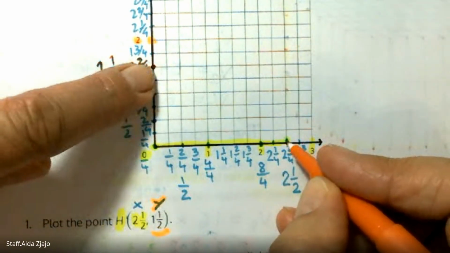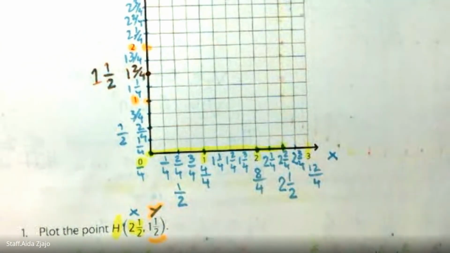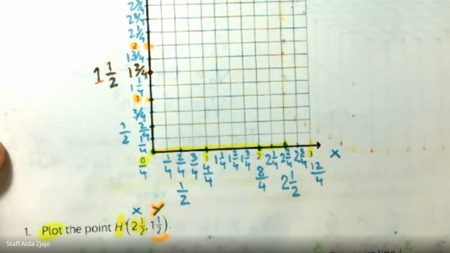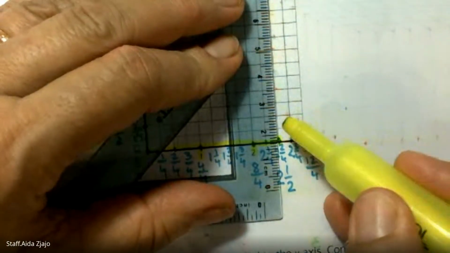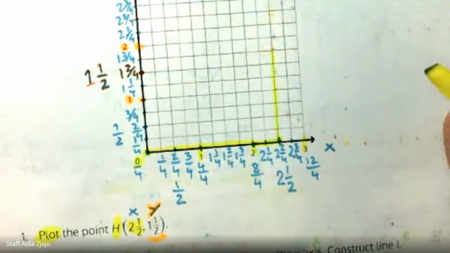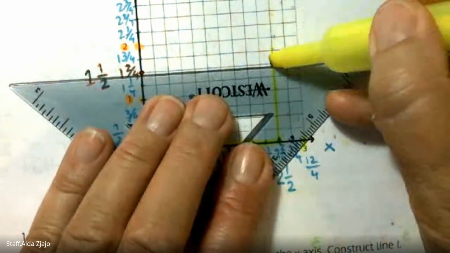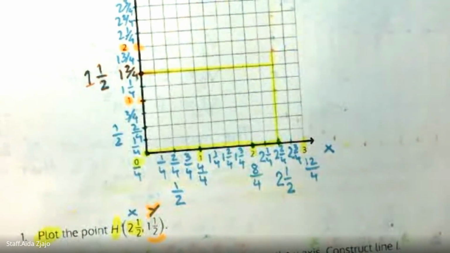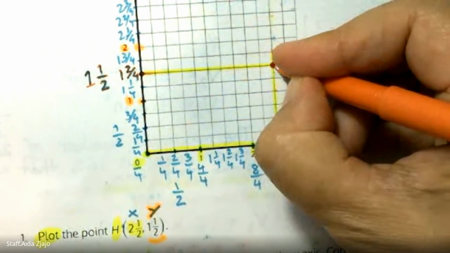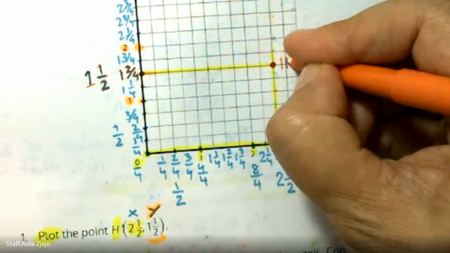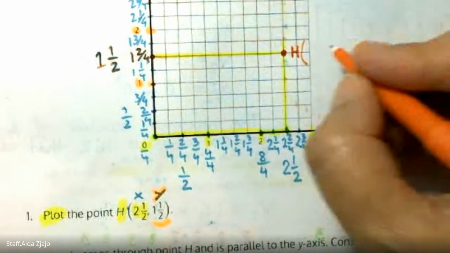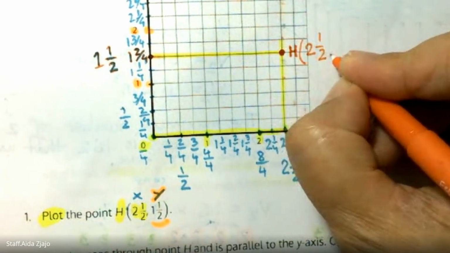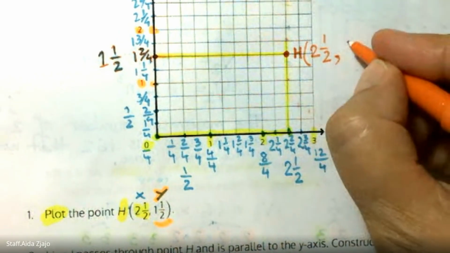So now it's time to find where they meet. The plot point means where these axes meet. So if I go from 2.5 vertically up till I meet 1.5, I can see that they meet in this spot right here, and that is the letter H, and the coordinate pair is 2.5 comma 1.5.